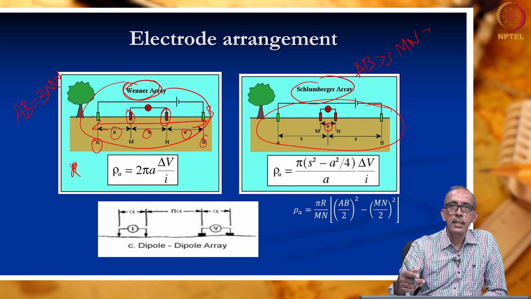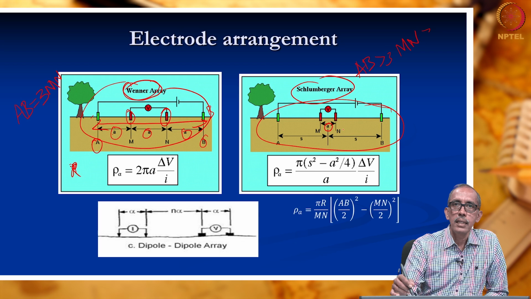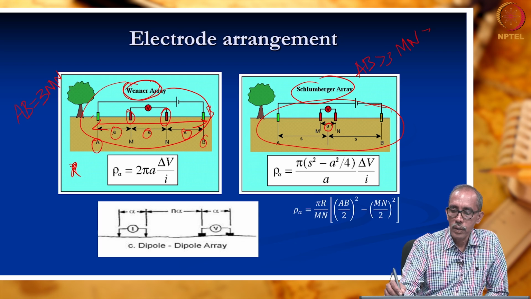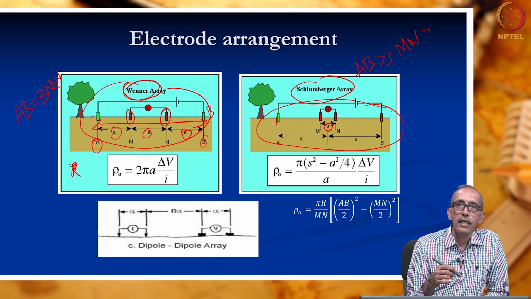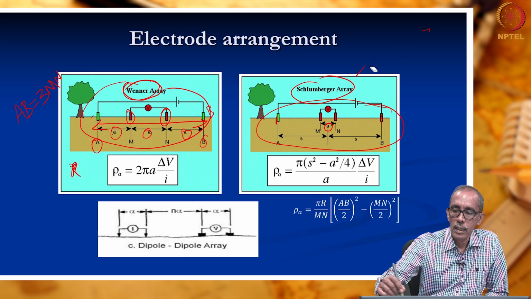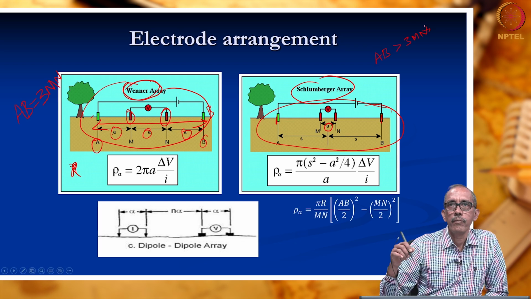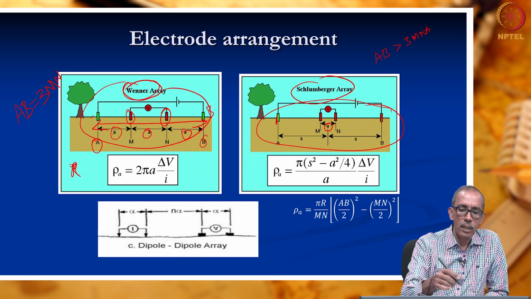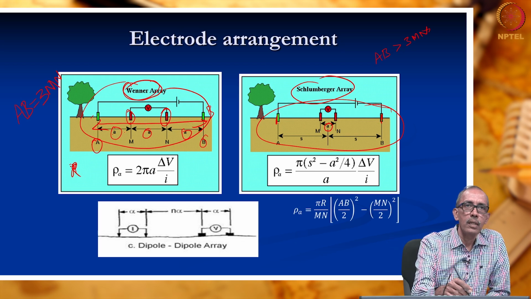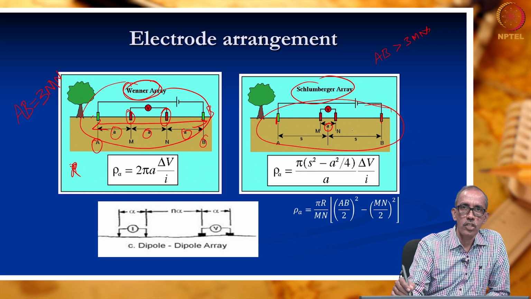Whereas in Schlumberger method, the condition only stipulates the distance between A and B electrode has to be greater than 3 times of MN. As I have written here, the distance between A and B needs to be greater than 3 times of M and N electrode. So what is the major difference between these two methods? In the first method, distance between the electrodes are same, whereas here it is not.